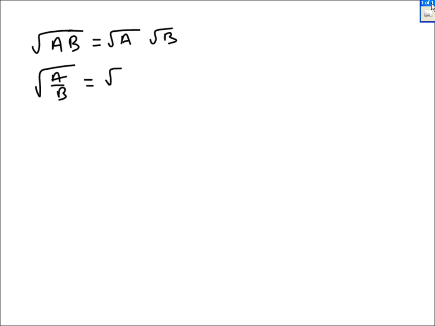In the previous section, we used the fact that the square root of AB is the square root of A times the square root of B. Well, now if you have a fraction, the square root of A over B, this is the square root of A divided by the square root of B. And the second one, that's what we're going to use in this section, hence the title, dividing radicals.